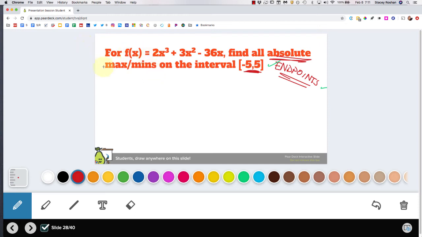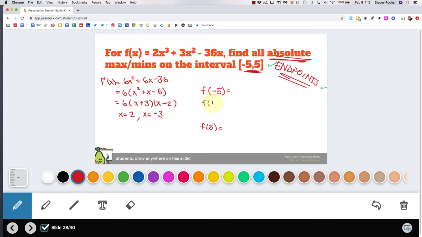I'll show you. Let me stop talking and let me start doing. F prime of x is 6x squared plus 6x minus 36. So I can factor out a 6, x squared plus x minus 6, and then I have x and x, positive 3 and negative 2. My critical numbers are going to be x equals 2 and x equals negative 3. So I'm going to want to compare all the numbers, the endpoints and the critical numbers. And then I'm going to take the absolute biggest and the absolute smallest, and that's going to be my answer.